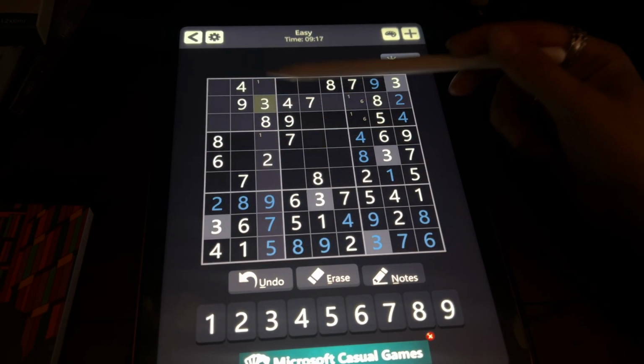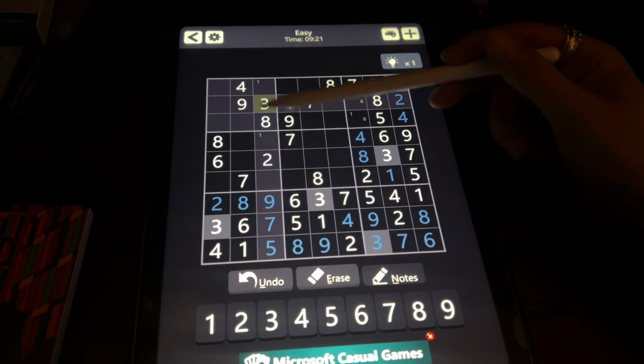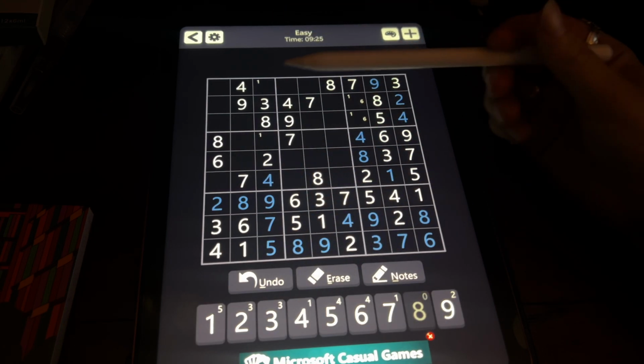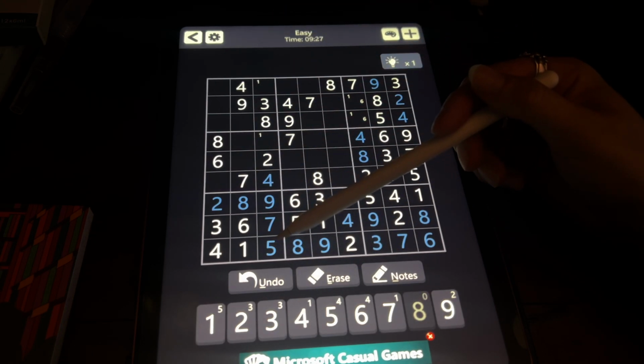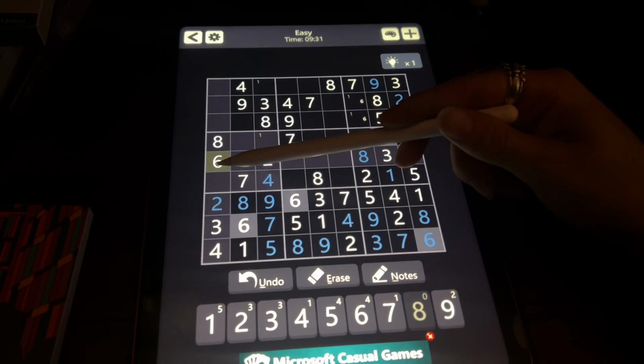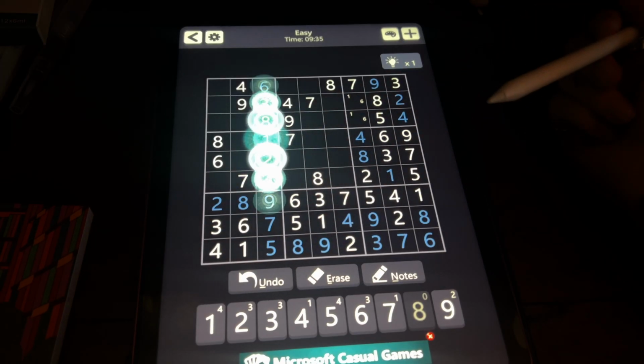It's got a 2, it's got a 3, needs a 4. 4 can't go up there, and it can't go there, so the 4 goes there. 5, it needs a 6, but the 6 can't go here because there's 1 in that square, so that 6 has to go there, which makes the 1 go there.